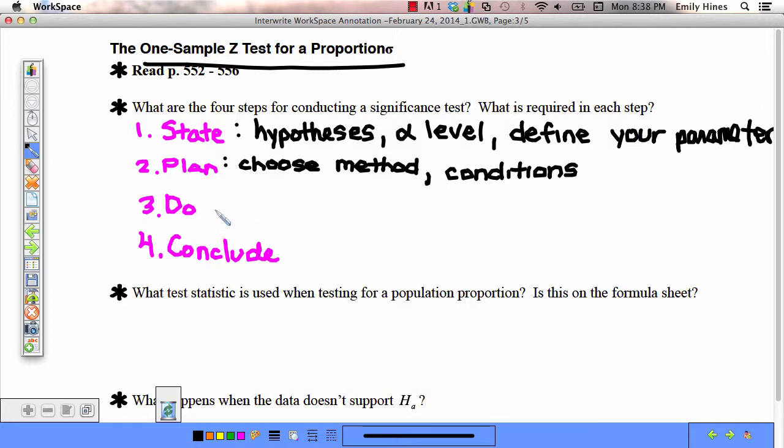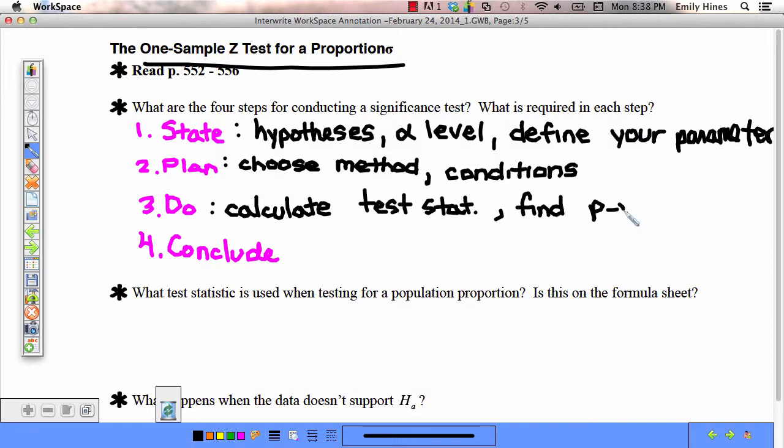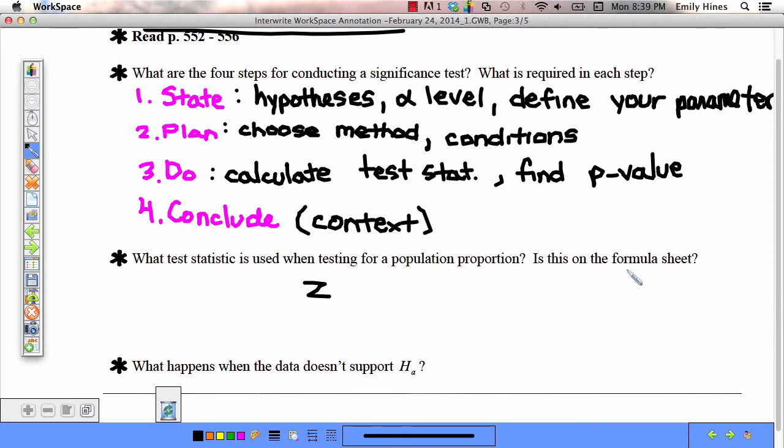Okay, in the do, calculate the test statistic and find your p-value. And then conclude is kind of self-explanatory. Always interpret them in context. That's the big thing that people forget. Make sure you always do this in context. Okay, talked about this a little bit. We use Z here. And no, it's not on the formula sheet, but it's on the formula sheet in words.